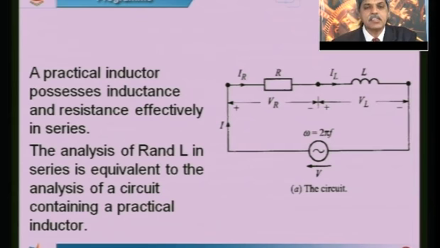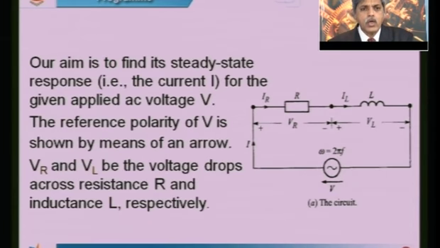So for this analysis, we are considering a series combination of resistor and inductor connected across an alternating voltage source, as I have shown in the figure. Now our aim is to find out the steady state response for the given applied voltage V. The reference polarity of the voltage V is shown by means of an arrow. The tip of the arrow represents the higher potential point, plus, and the tail of the arrow represents the lower potential point, or minus terminal.